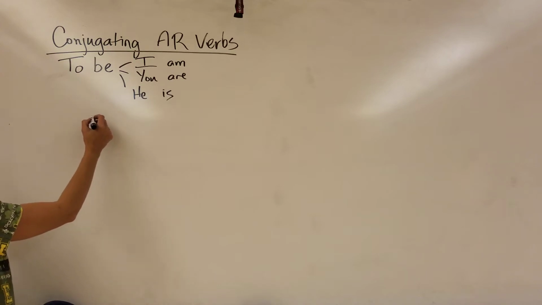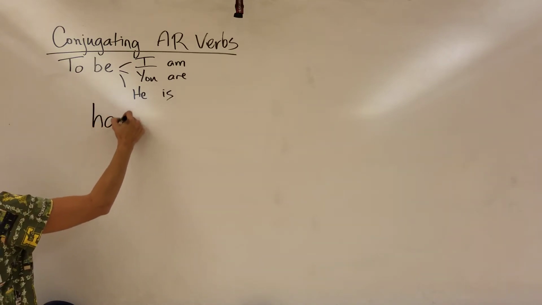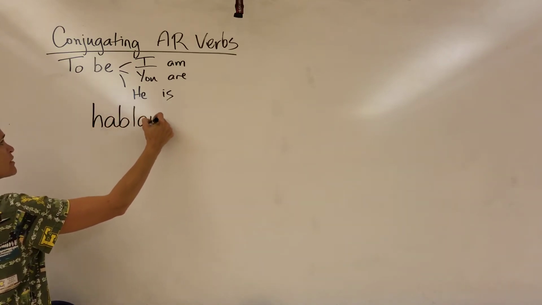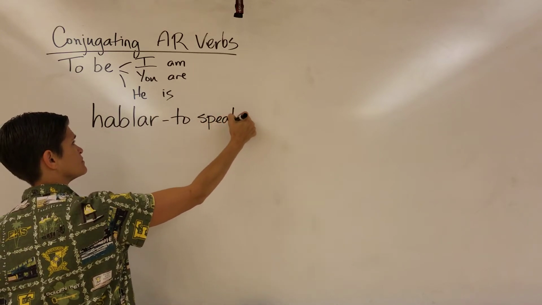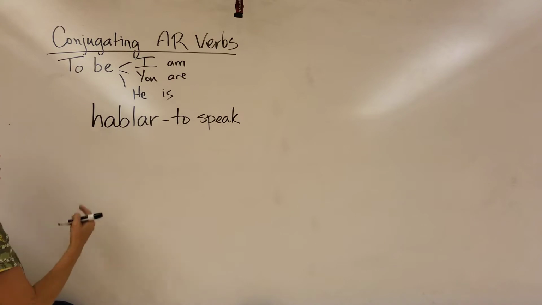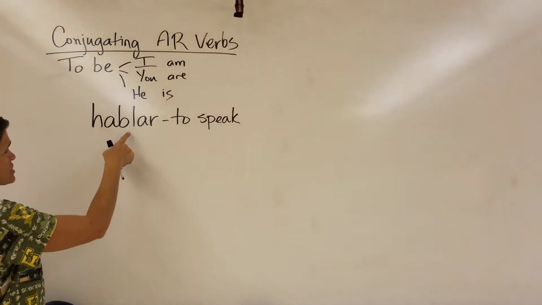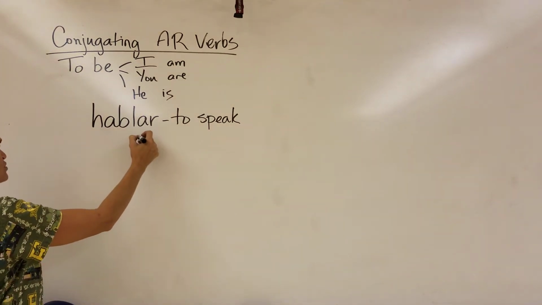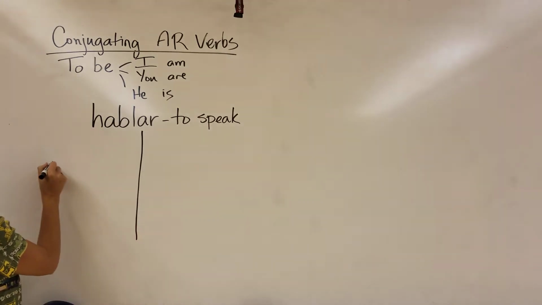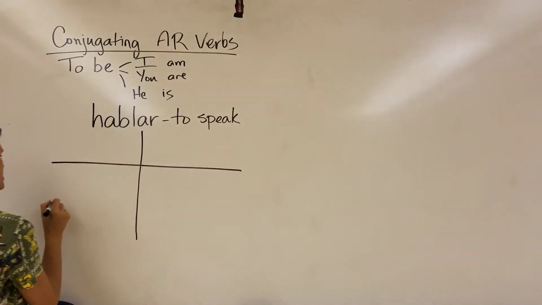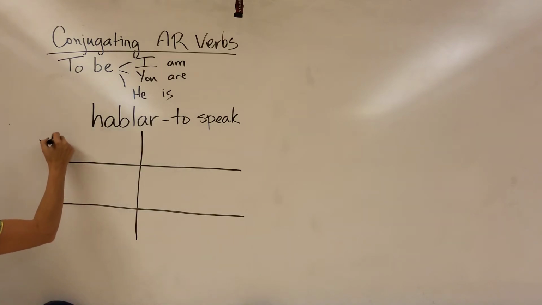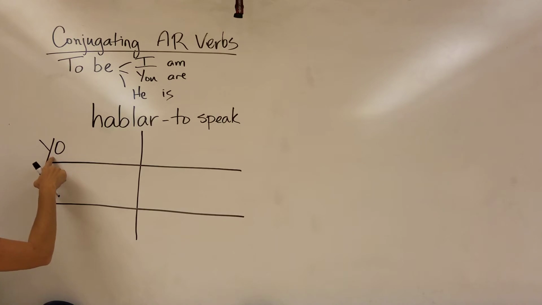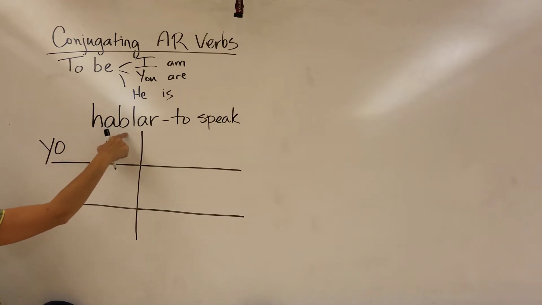So in a case of an AR verb, such as the verb hablar, which means to speak. So if instead I want to say I speak, I can't just say yo hablar. I actually have to change this verb and conjugate it to change the meaning to say I speak. So I want the yo form of the verb hablar.